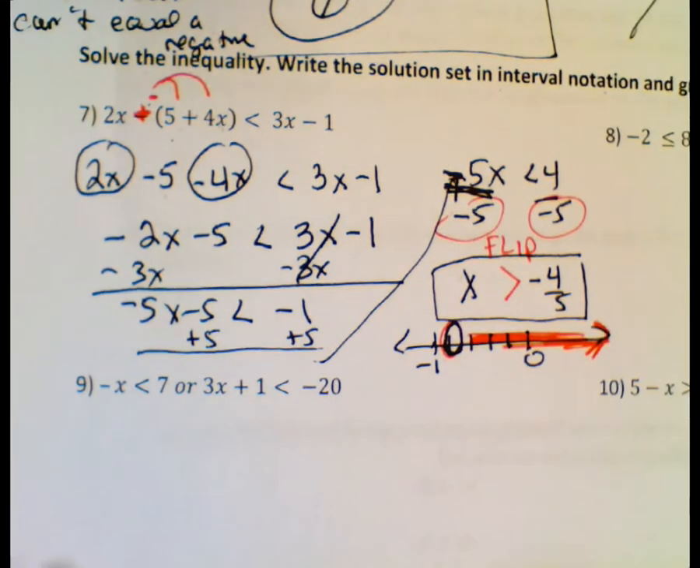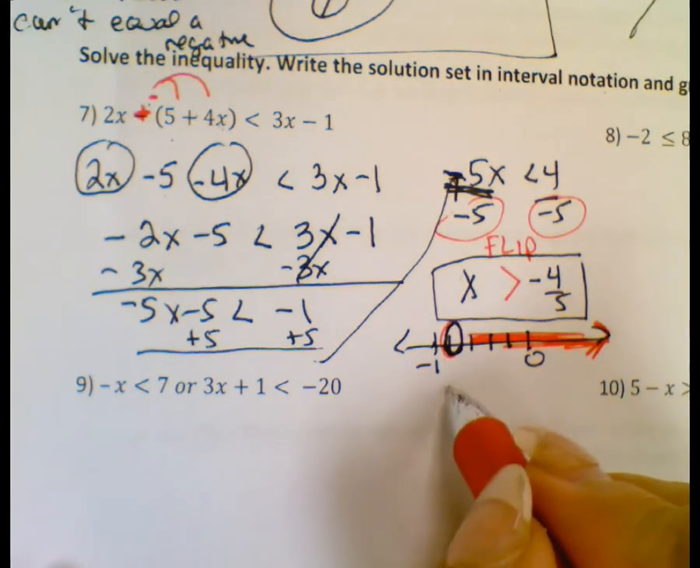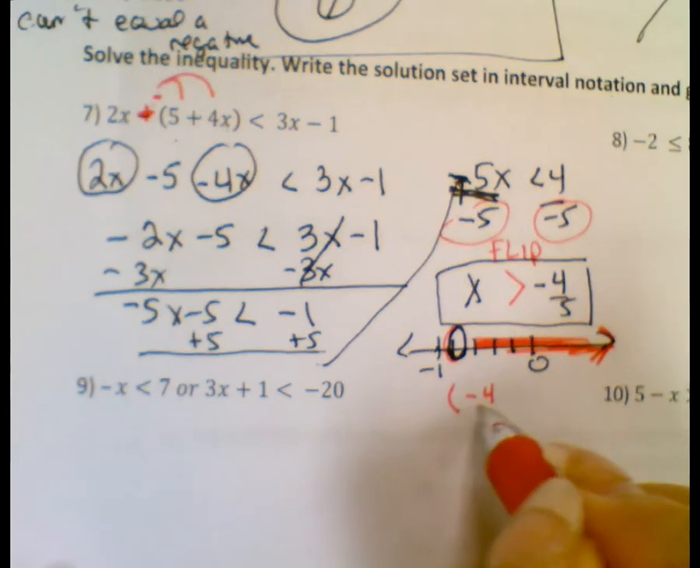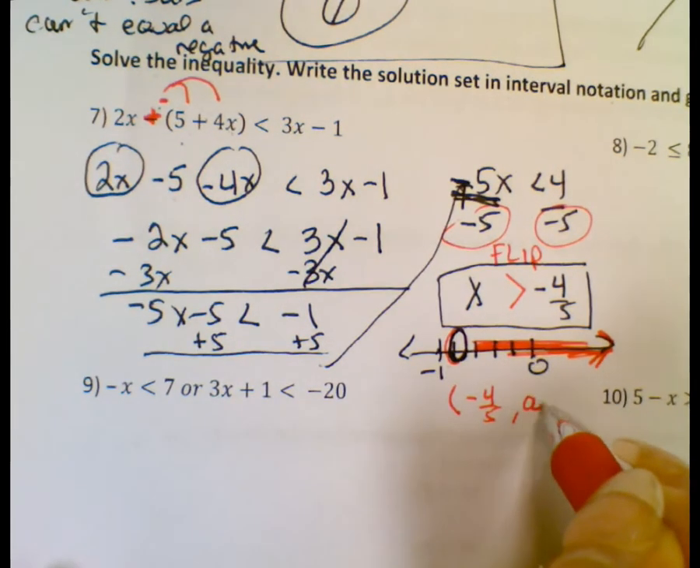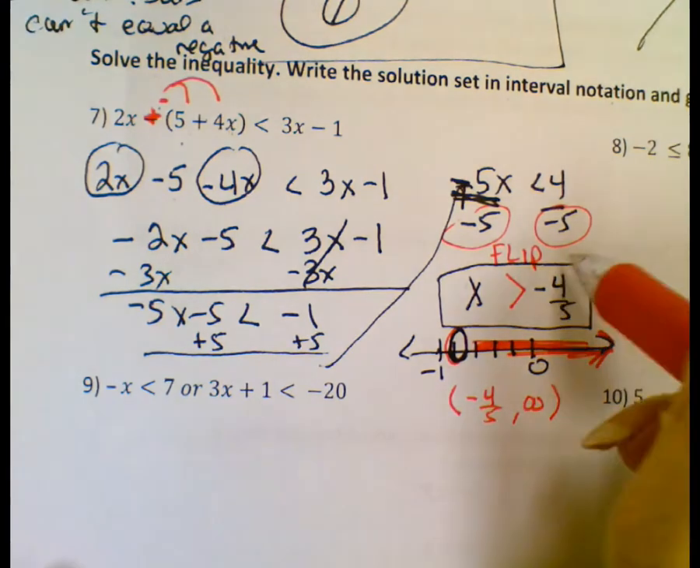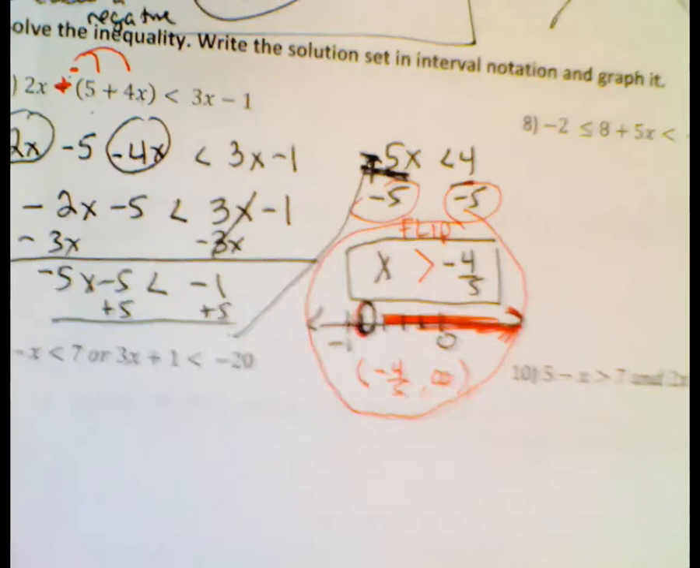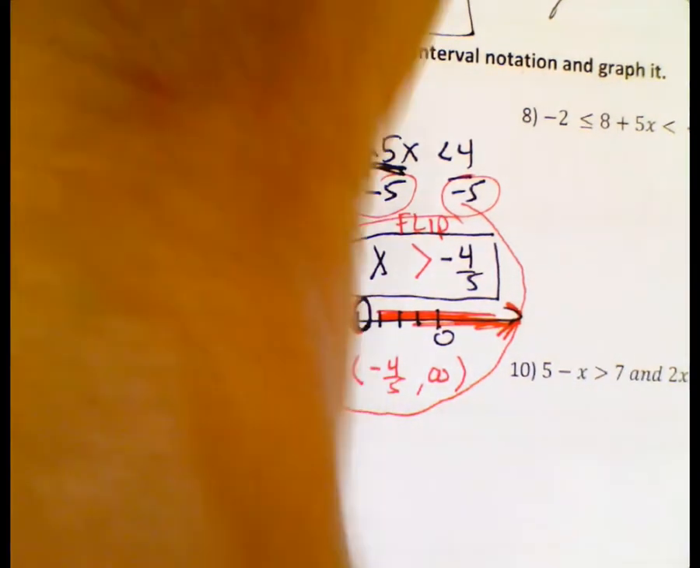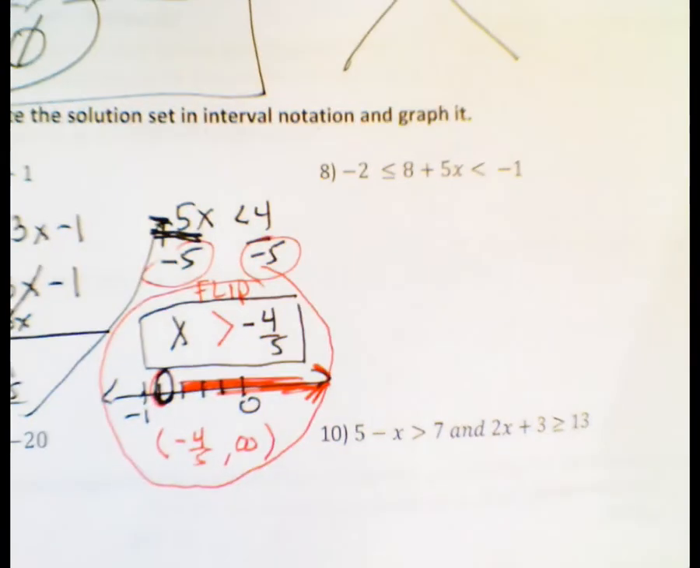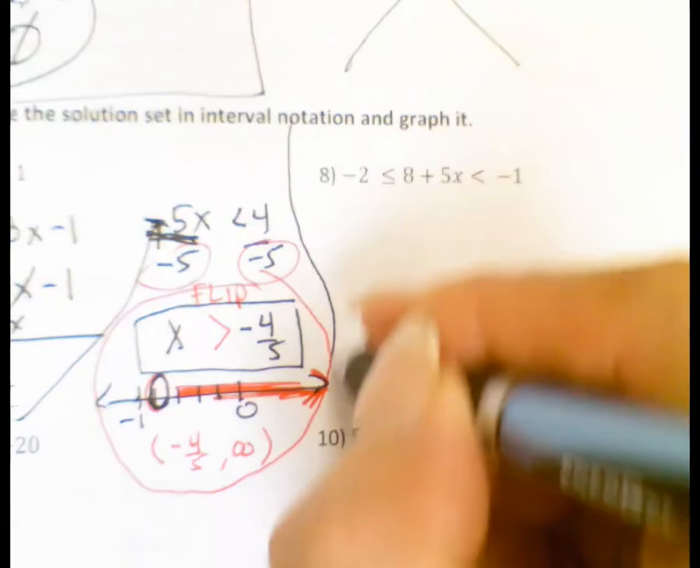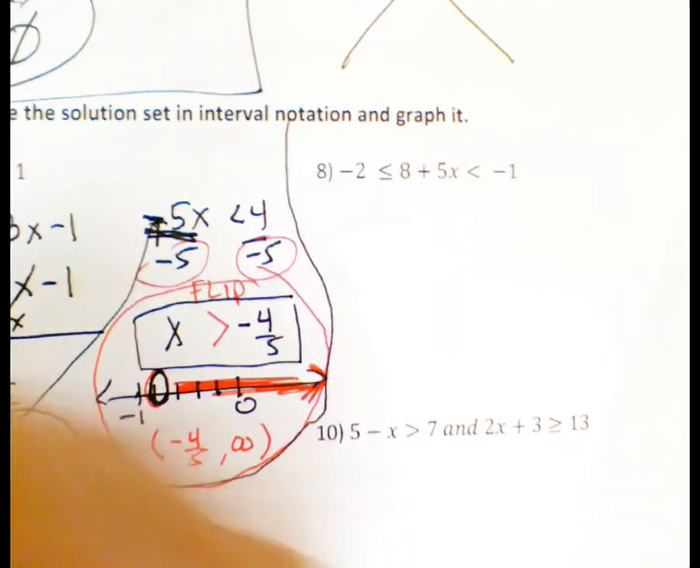So that's the graph. Interval notation would be parenthesis, negative 4/5 to positive infinity, because you read it left to right. So all three of these are your answers. I'll be looking for all three of those on the test. All right, so I'm going to box this off, to make sure we don't run into this in the next problems.